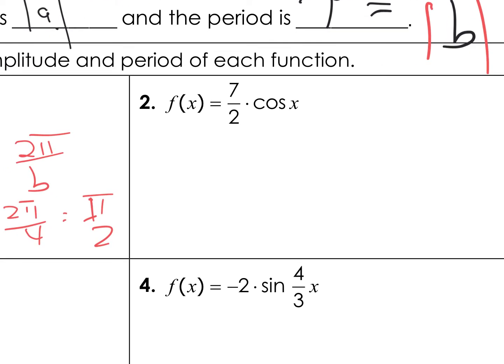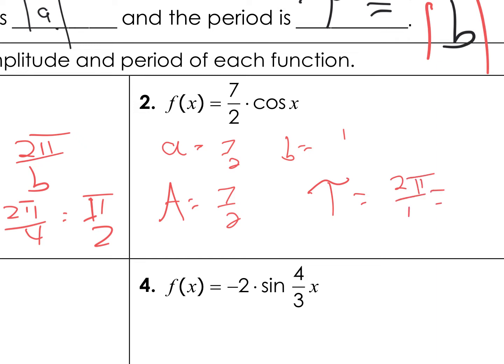All right, next one. What's the small a? 7/2. What's the small b? 1. So what's the amplitude? 7/2. It doesn't matter, right? What's my period? 2 pi over 1, which is 2 pi. So if we graph the parent cosine with this one, shouldn't they start and finish at the same place?